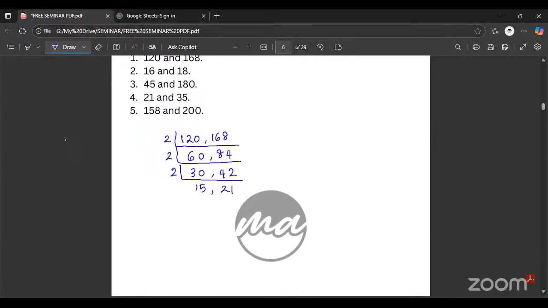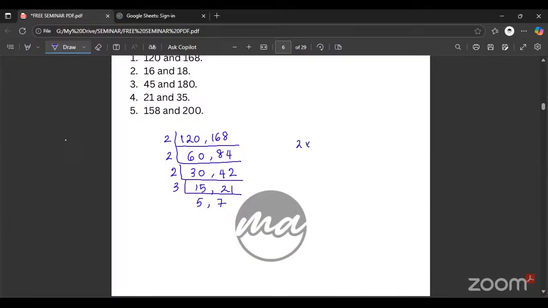Again, can we divide it by 2? No. Can we divide it by 3? Yes. What's the number there? 5 and 7. Now, when it comes to 5 and 7, we can't divide both of them by the same number. Then we stop the working from there. That's the ending point.